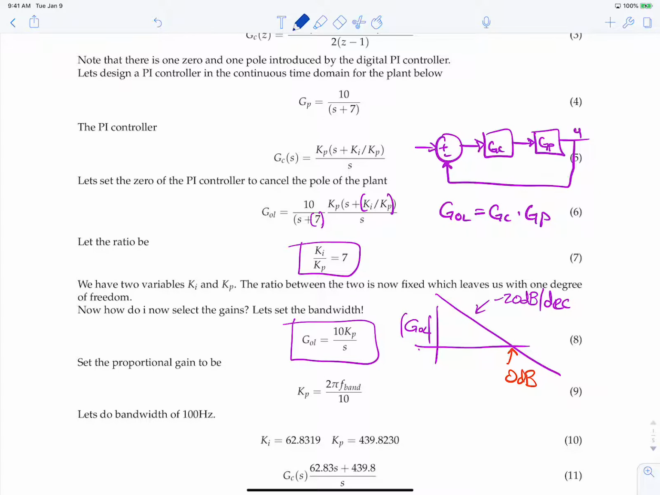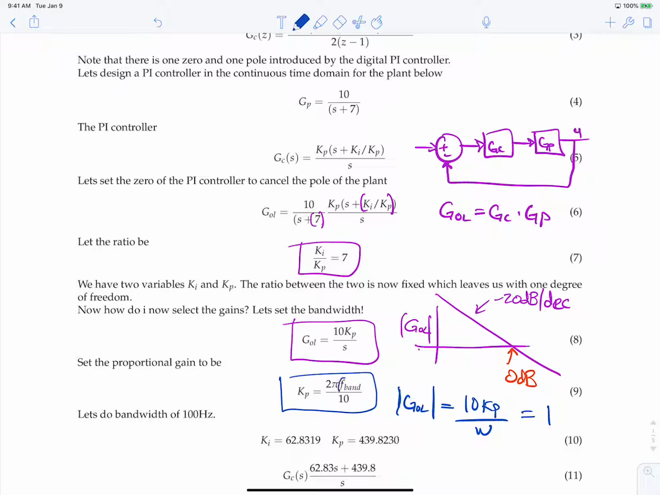So how do I do that? Well, the gain of GOL is simply 10 Kp by J omega, but since we're just looking at the gain, the J goes away, leaving 10 Kp over omega. So that's our gain. And we're going to set this equal to 1, the gain of 1, which is 0 dB, at the frequency that we desire. So essentially, if I plug all that in, what I get is equation 9. It'll give me my gain for Kp.